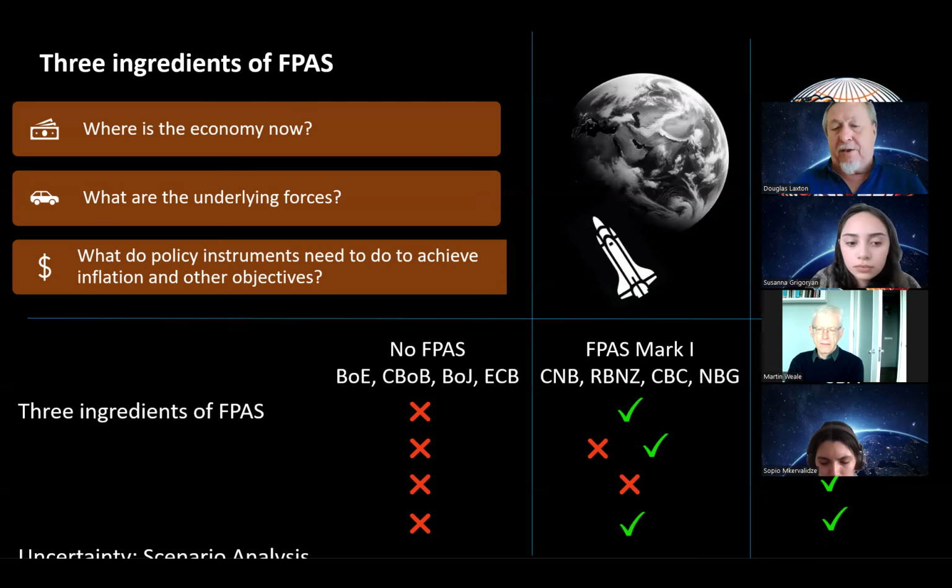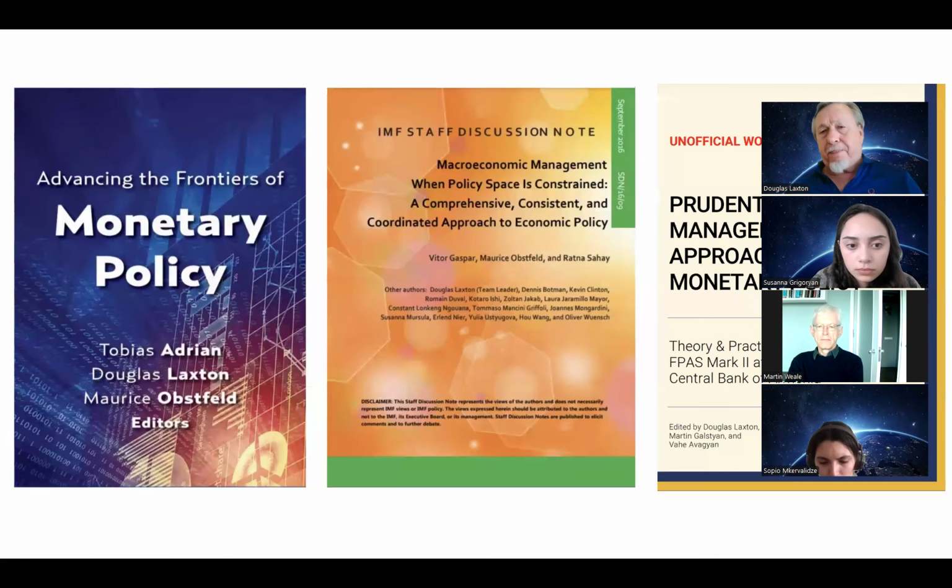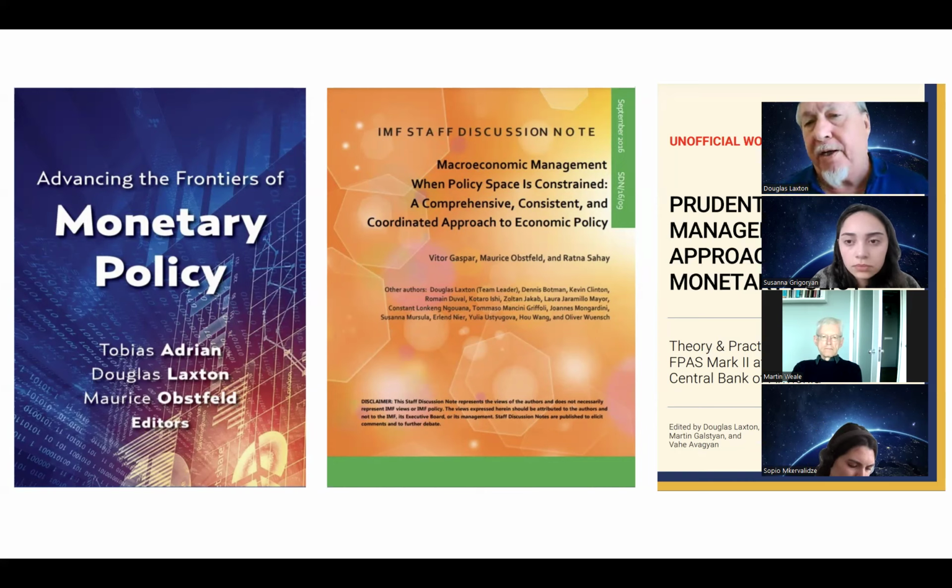Yeah. I think what I'm saying is explained very clearly in this third paper that's really, really important for people to look at. So this is called Macroeconomic Management when policy space is constrained. The book on the left is about AFPass Mark one regimes, taking stock of them in 2018. The one in the middle is about these issues that Martin and I are talking about.